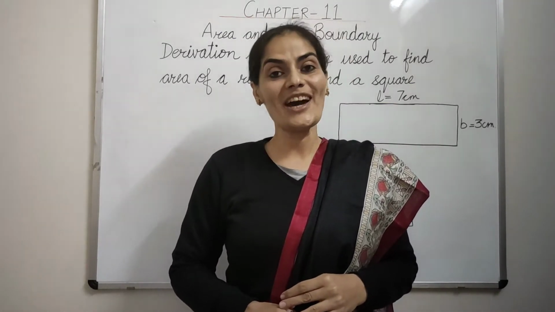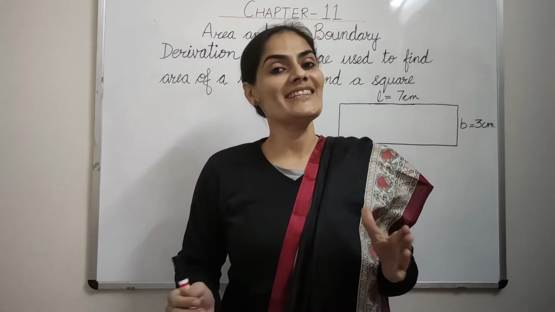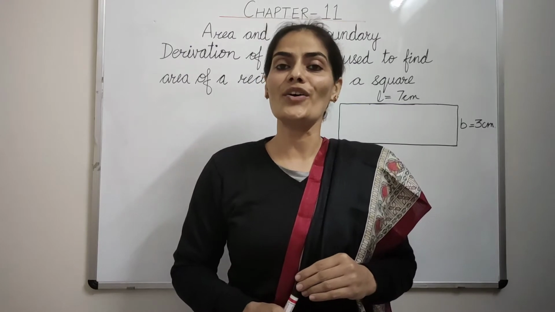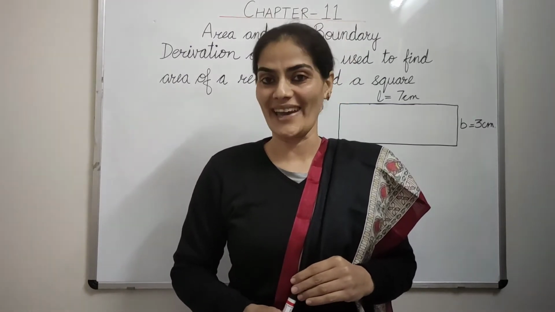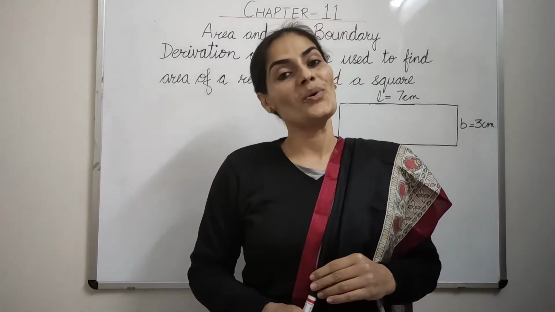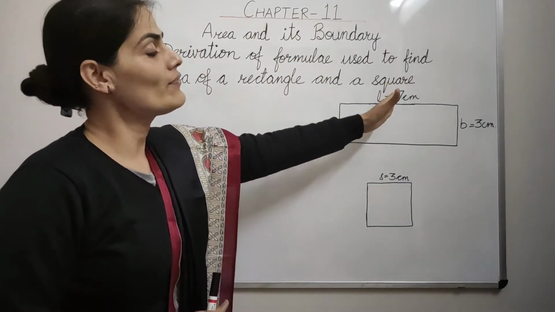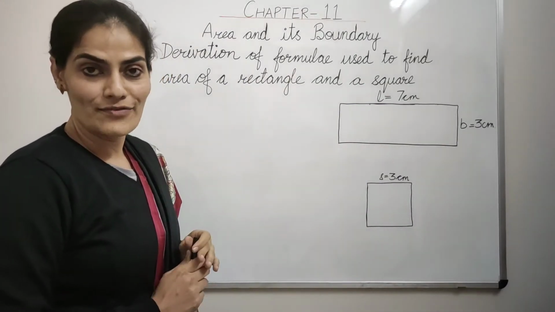Students, today we are going to learn about the derivation of formulae used to find the area of a rectangle and a square. So let's begin with the shape rectangle. Now this is a 7 by 3 rectangle everyone.